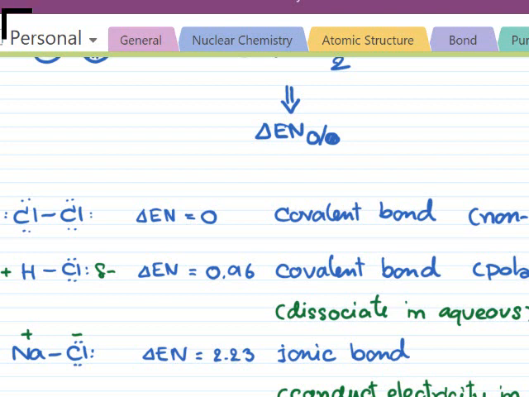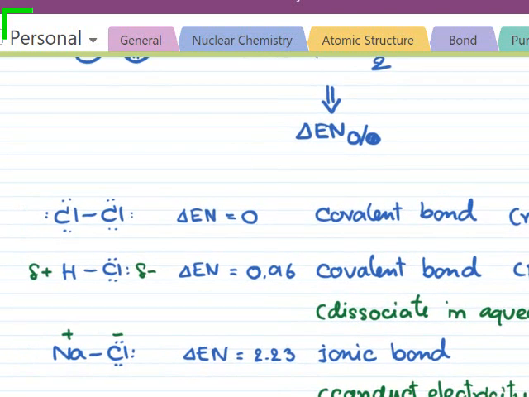But if the charge separation is not very high, like HCl, it's just partially positive and partially negative, and it cannot conduct electricity when it moves, then we cannot prove that we have ions in the molecule, and we can still call it a covalent bond. But maybe we call it a polar bond instead.